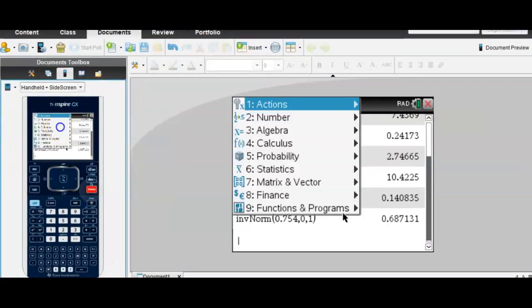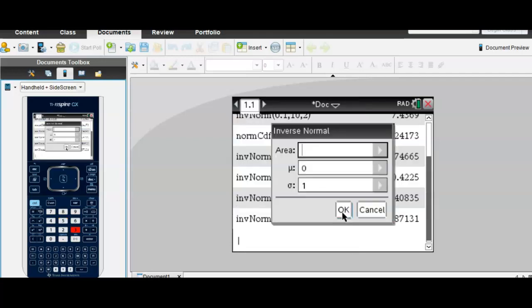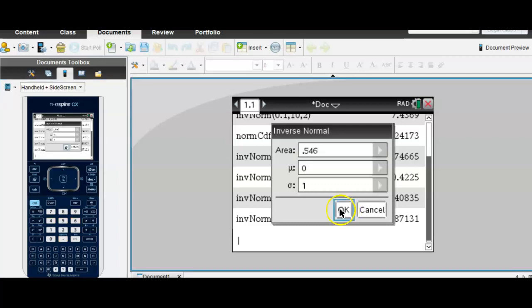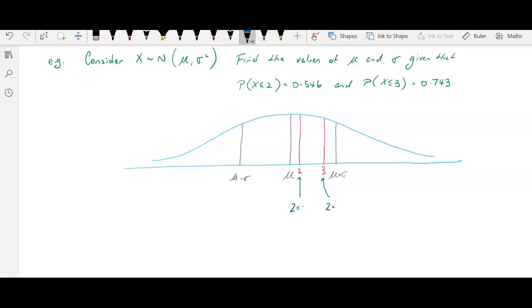Menu, 553, 0.546. Leave my mean and standard deviation as they are. And bingo: 0.115562. That's my z-score for 2.